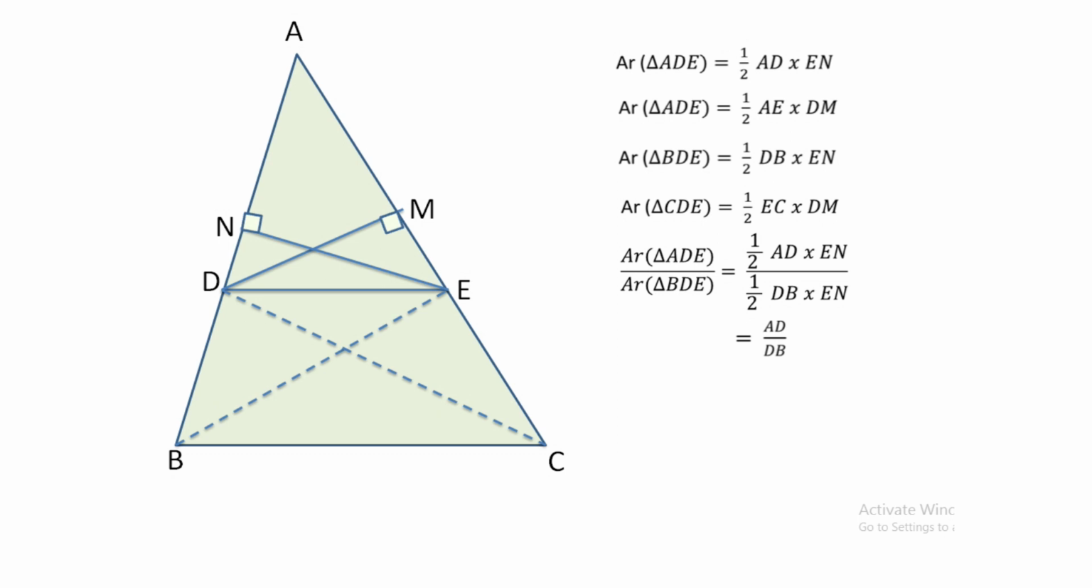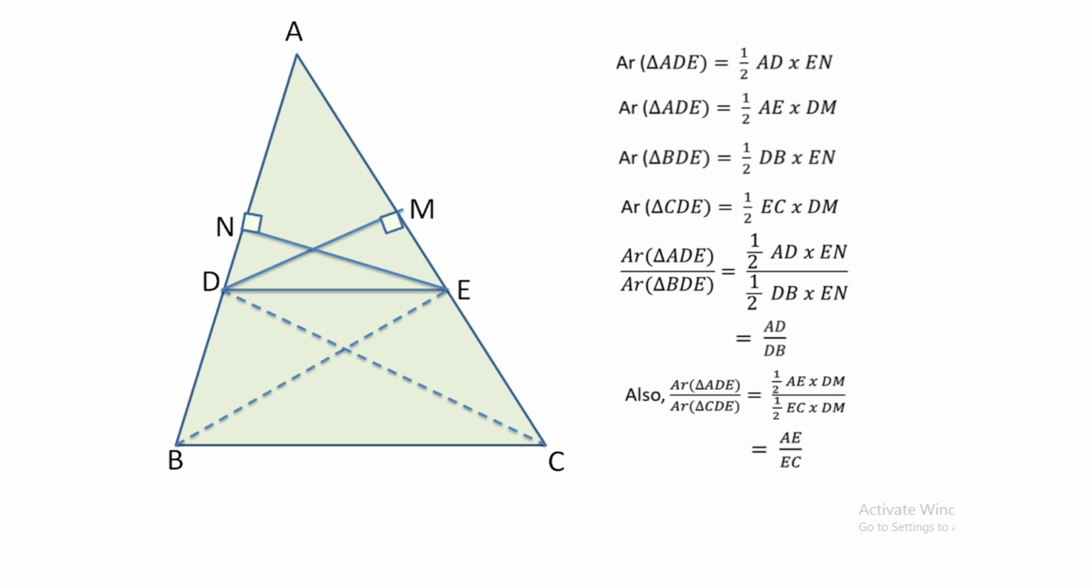Let's take the other two triangles, the other two equations that we have, the second equation and the fourth equation, and we try and find the ratio of the areas in the same way like we did here. So that ratio is going to be half times AE times DM over half times EC times DM, and like in the earlier example, we saw half and half can get cancelled out and DM can get cancelled out, so what we are left with is only AE over EC.